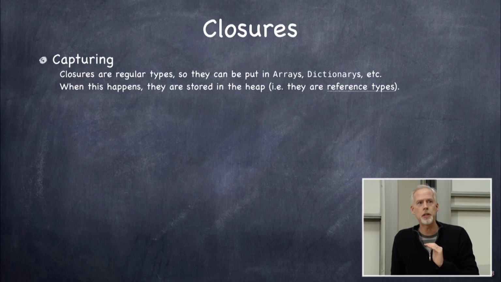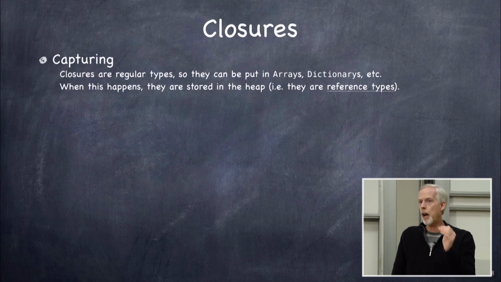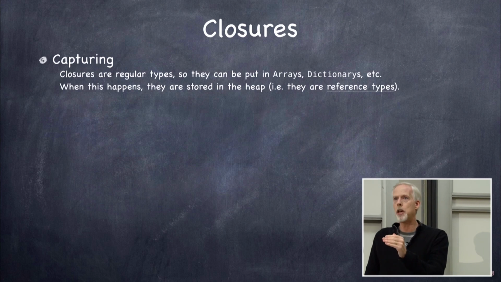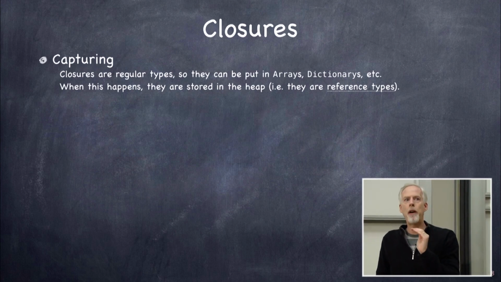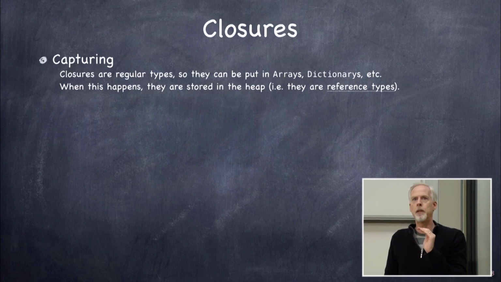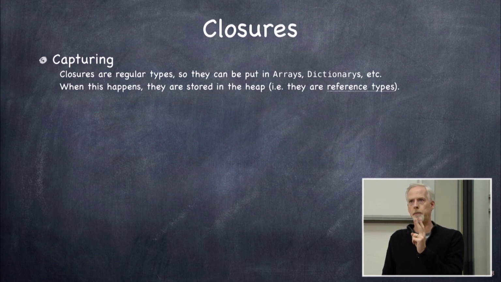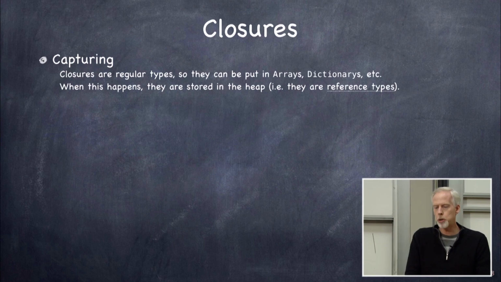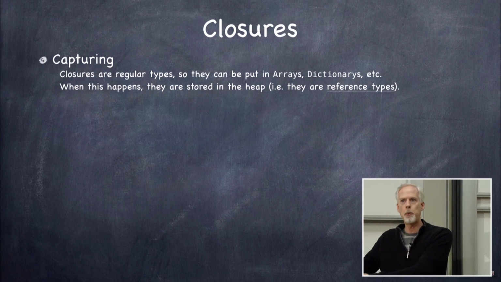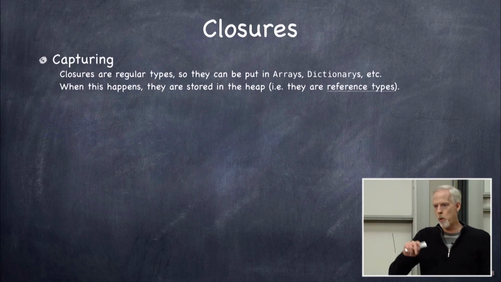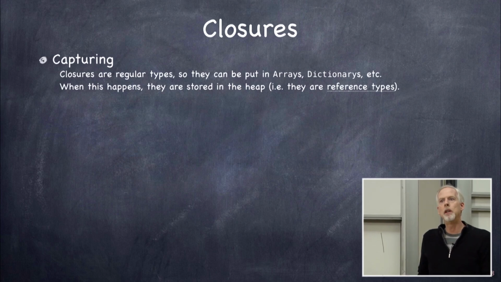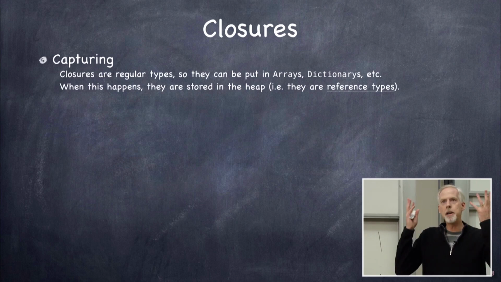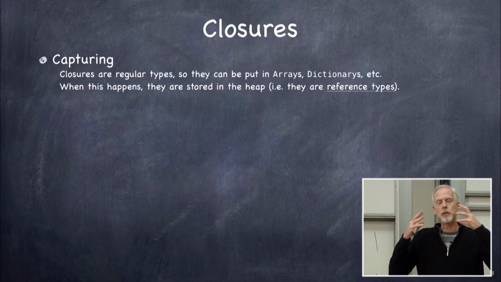What this means, though, since closures are types and they can be put in arrays and dictionaries, is that closures are reference types. There's only 2 reference types in Swift, classes and closures. So what does that mean? It means this closure gets put in the heap if you put it in an array. So that array actually has pointers to this closure. Now this is a little mind-bending. I don't expect you to get this right at the top.